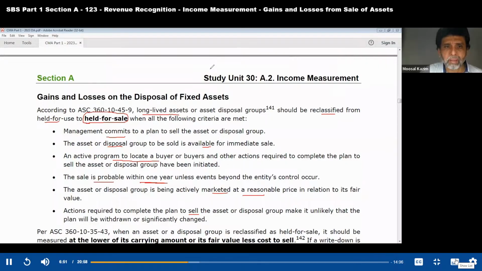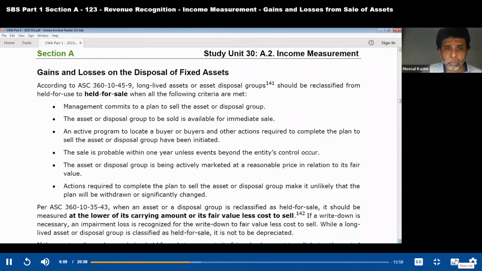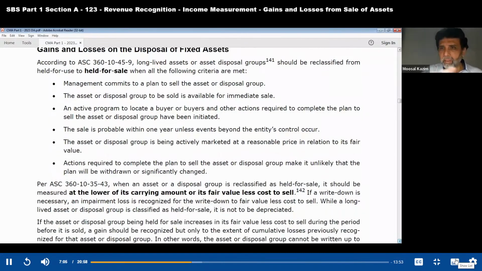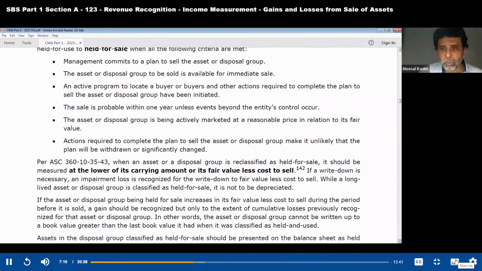That's what it means. So I don't think you have to memorize this because it's common sense anyway, but they can ask you in a multiple choice question. So you better know these conditions, right? And get yourself familiar with the conditions rather than actually memorizing them. And later on, how would you account for it? When all these conditions are satisfied, you remove them from the long-lived assets or assets held for use and debit held for sale at its lower of carrying amount or its fair value less cost to sell.